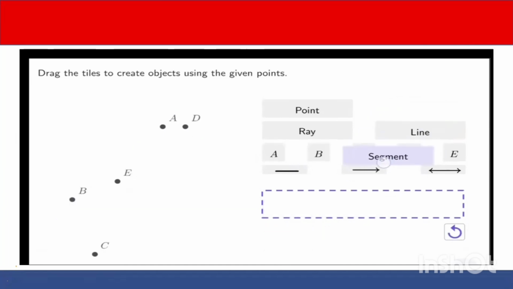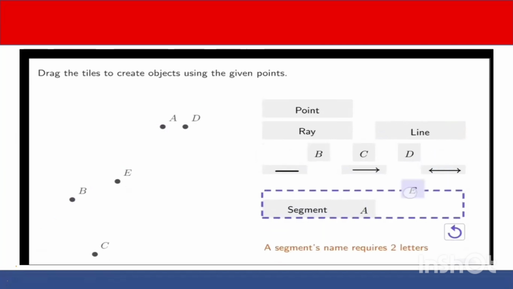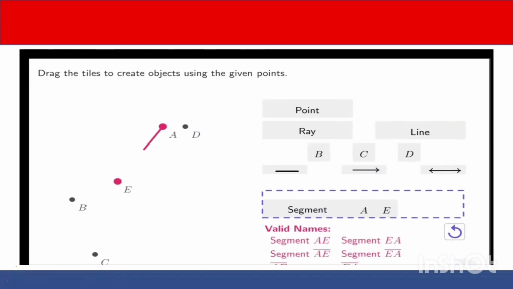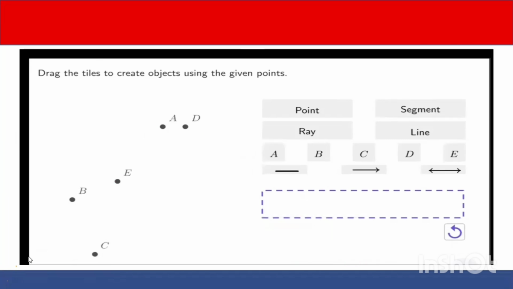Let's take one example for the segment. We will take 2 points. In those 2 points, a segment will be drawn. So here, taking 2 points A and E, and those are the fixed points which are showing a fixed distance with the help of a segment.